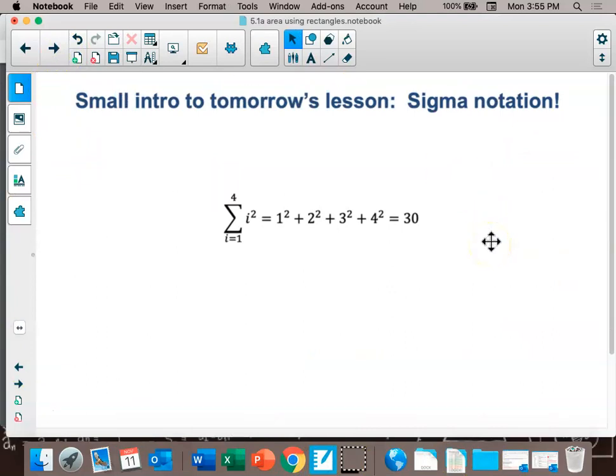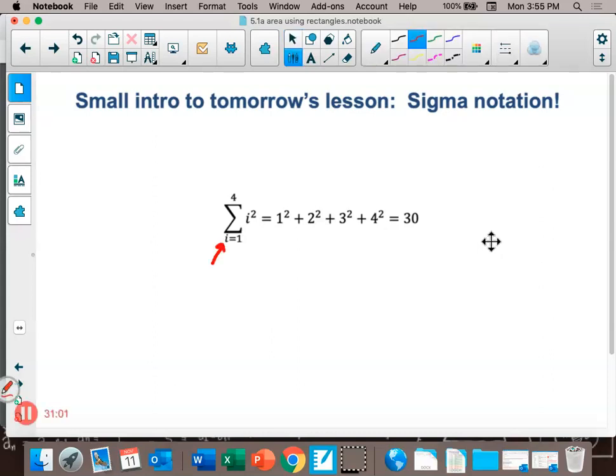Okay, so I have an intro to tomorrow's lesson. I mentioned this in one of the classes today, sigma notation. So a quick review on sigma notation, just so you've got it, and then we can just jump in tomorrow. There's a letter down here. This is called the index. This is the lower bound. It's like your starting value that you plug in. This is your upper bound. This is your ending value that you plug in.